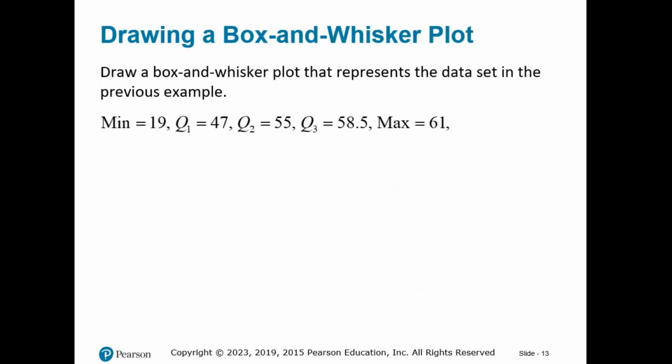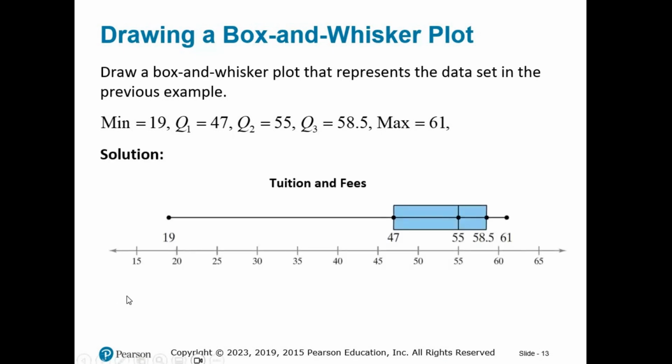The 5-number summary is given: 19, 47, 55, 58.5, and 61. In other situations, you will have to draw the initial number line. You'll want it to be the entire range of the data set plus a little at either side of the min and max values. In this case, the number line is drawn for you. So plot each of the points a little above the line at the appropriate spots.